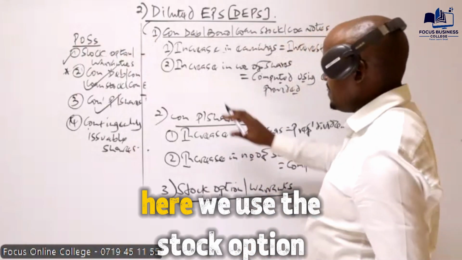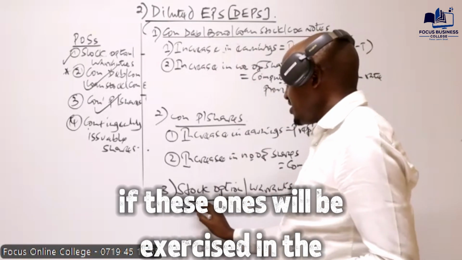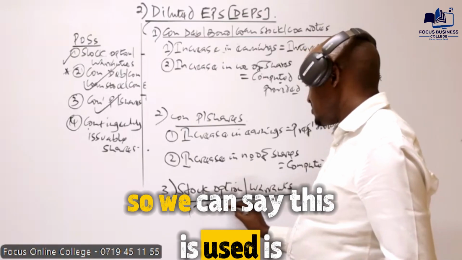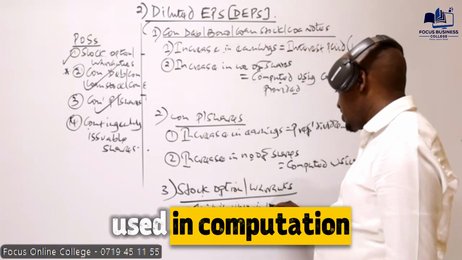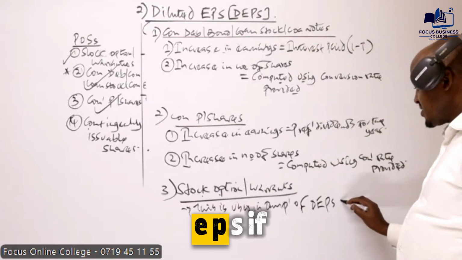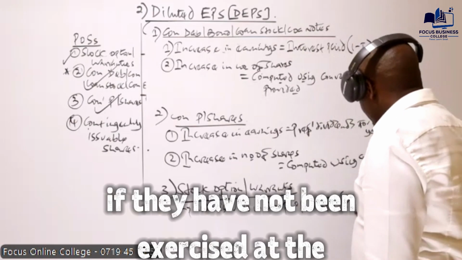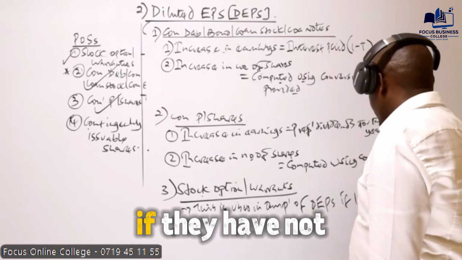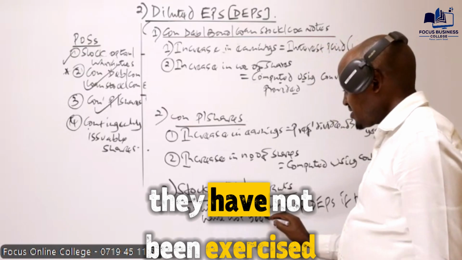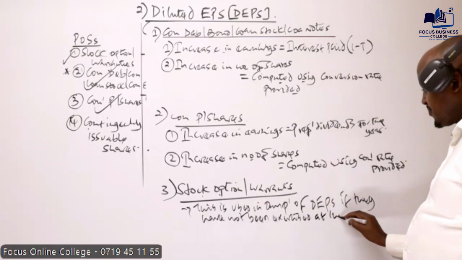Now, here we use the stock option or stock warrant to compute the diluted earnings per share if these ones will be exercised in the future. So we can say this is used in computation of DEPS if they will be exercised in the future, or if they have not been exercised at the end of the year.